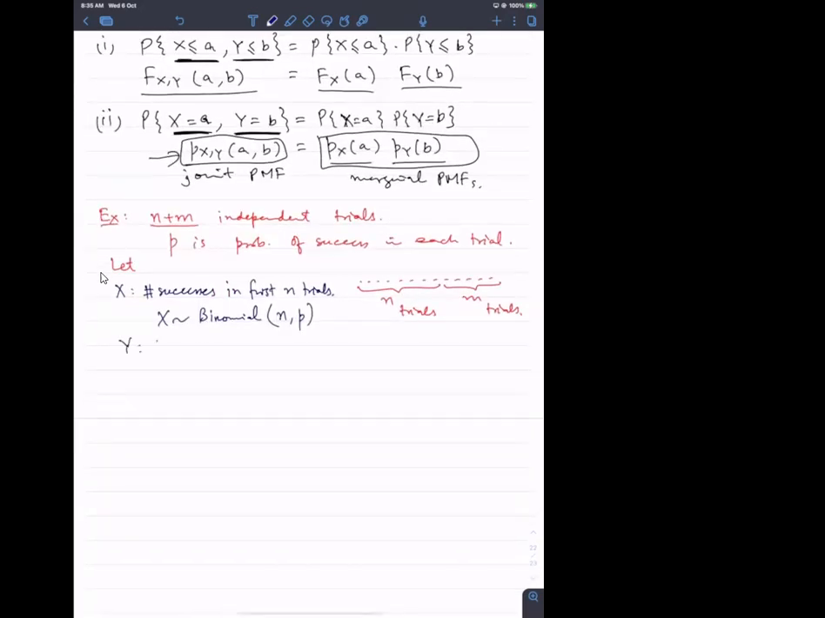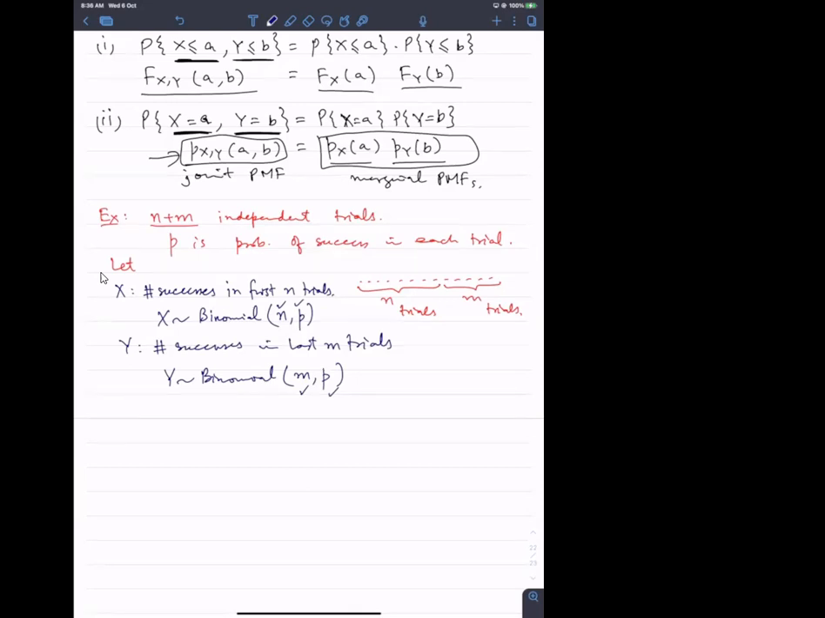I define y to be the number of successes in last m trials. So y is also binomial with parameters m comma p. M is the number of trials, p is the probability of success in each. So x is binomial, y is binomial.